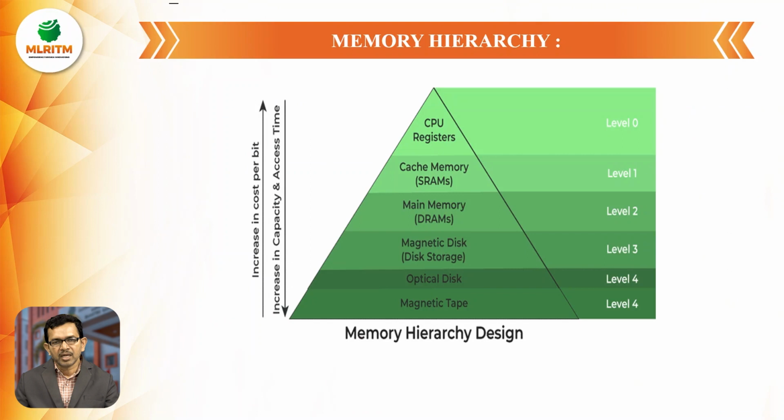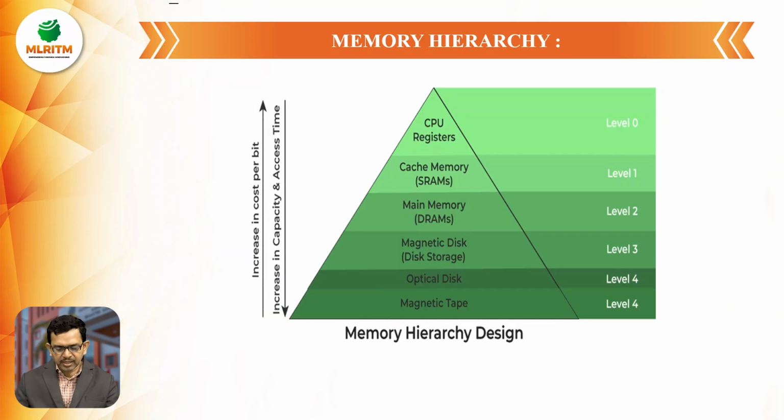These memories are considered level-wise, that is, level 0, level 1, level 2, level 3. At level 0, the memory is considered as CPU registers. At level 1, we consider cache memory, or SRAMs. Cache memory is the fastest memory, where we can execute instructions faster compared to general memory. At level 2, we find main memory, and in main memory we find DRAMs. By using DRAMs, we construct the main memory.